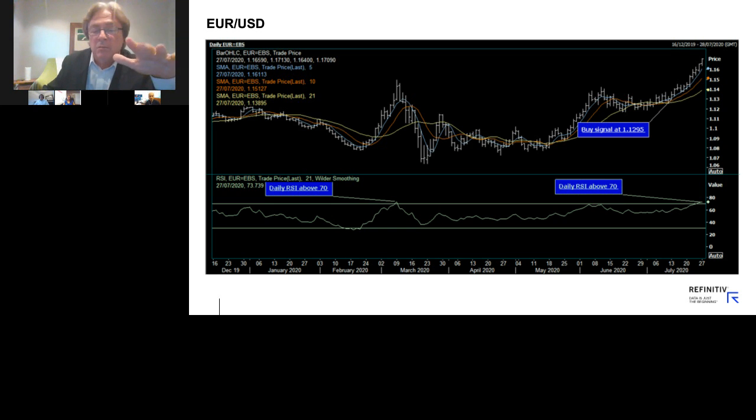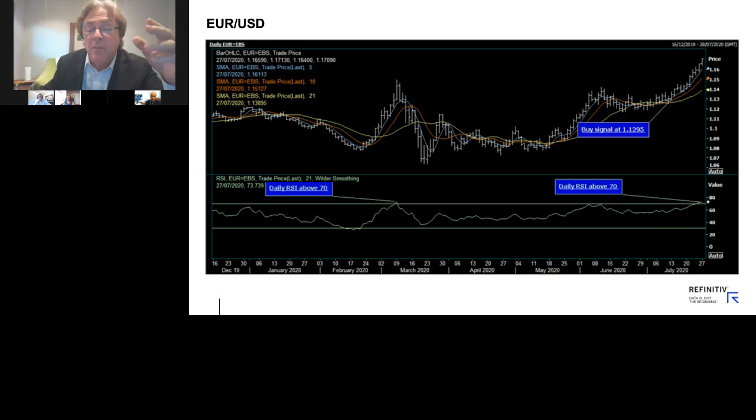So it works. It not only works on the Aussie, it works across a lot of different currencies. There is a bit of a warning right now, a flashing red light, because the daily RSI is above 70. And as we saw back in February, March, there was a big fall after it reached there. But this time it actually looks a bit sturdier.